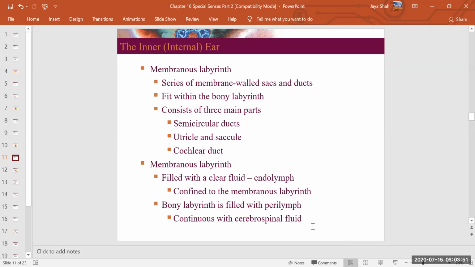Do you remember the cerebrospinal fluid we have in the subarachnoid space? The cerebrospinal fluid and the perilymph in the bony labyrinth are continuous through the endolymphatic duct in the ear. That duct is very complex, so you don't need to worry about how they connect to each other. Okay, so let's see the membranous labyrinth now.